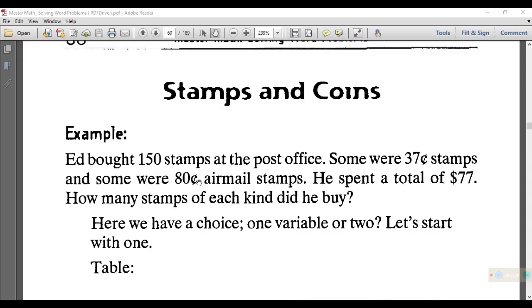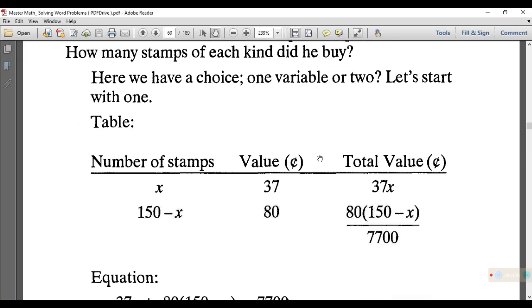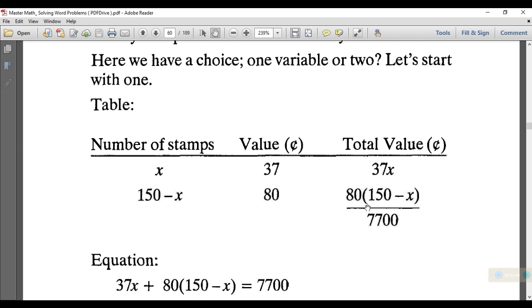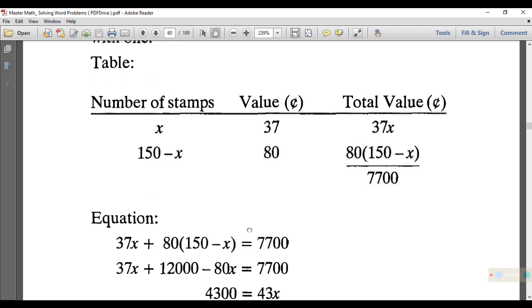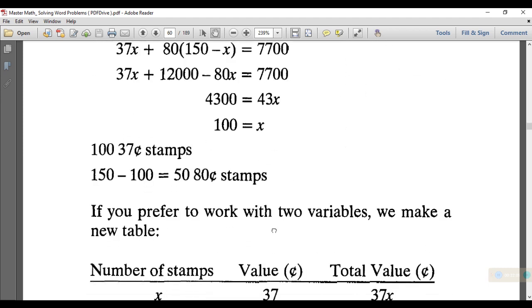Okay, as you can see here, ganito yung ginamit niya. Actually, this is another approach. Just use one variable. Yan. So, kung gumamit ka ng x for the number of stamps, for the 37-cent stamps, then 150 minus x naman yung number ng 80-cent stamps mo. So, para lang tong elimination by substitution.